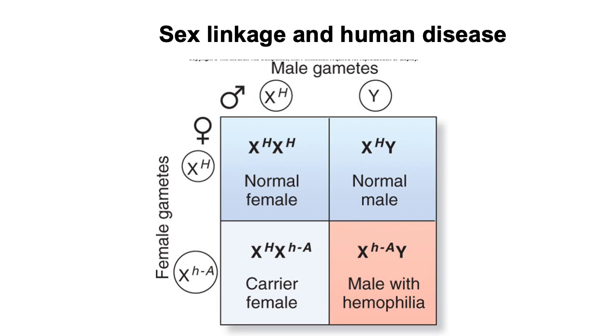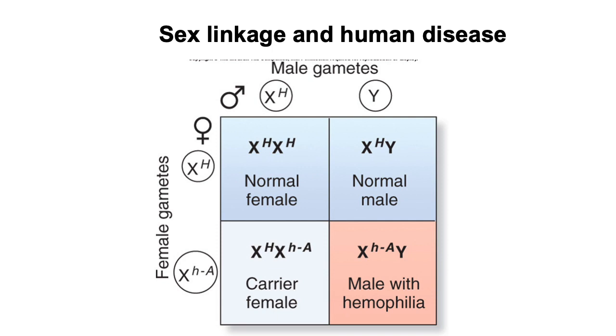So we take a normal male with normal blood clotting, and he has children or mates with a female who's a carrier for hemophilia. And as we put the Punnett square together, these are all of the possibilities that could come out of that. And so the females, one would be normal, the other would be a carrier, so neither of them showing the hemophilia trait. And in the males, we'd have half of the males normal, but the other half of the male offspring would have the hemophilia trait. And so this is an example of sex linkage in human disease.